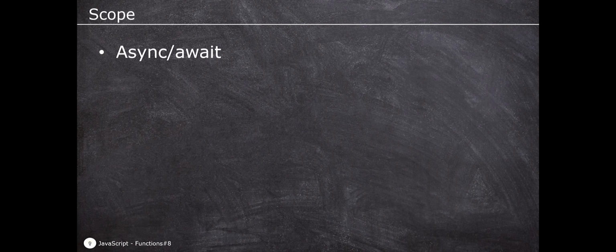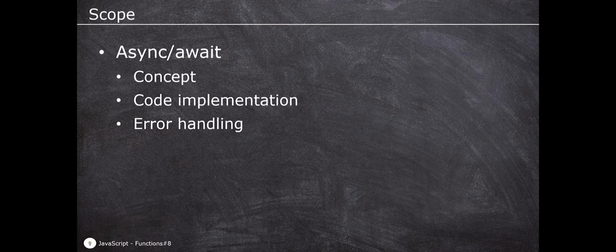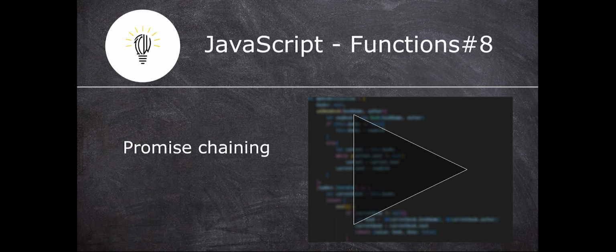In addition to this, we will also understand the concept of async await, where we will learn the purpose of these two keywords. We will implement the code using async await, understand how we do error handling with async await, and finally we will learn about the chaining promises with async await. Let's get started.